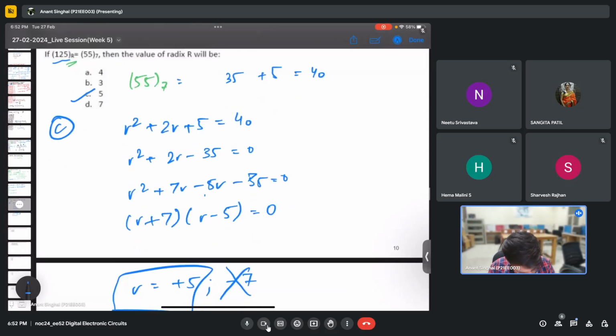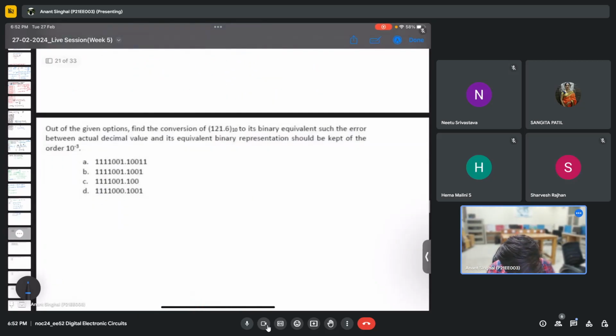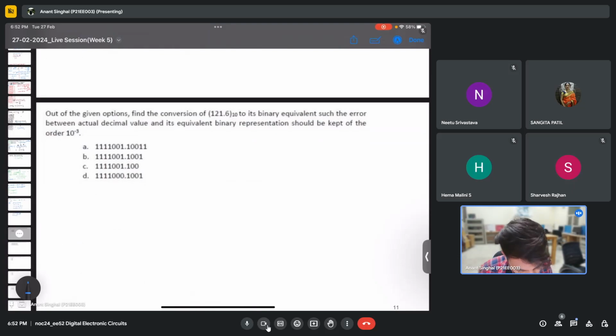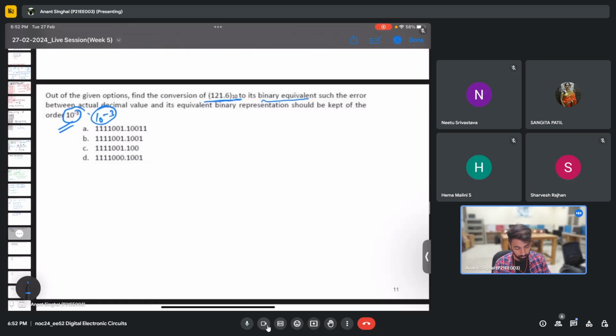I guess we can move ahead quickly because this was a similar question. Okay, so this is interesting. Out of the given options, we need to find the conversion of this particular binary number to its decimal equivalent such that the error is kept in the order of milli, that is 10 raised to power minus 3. You need to convert this into a decimal equivalent. So these are all the options, and the error should be in the order of milli, that is 10 raised to power minus 3. So quickly let me know the answer for this. Maybe you can take 5 minutes for this particular question and let me know the answer.